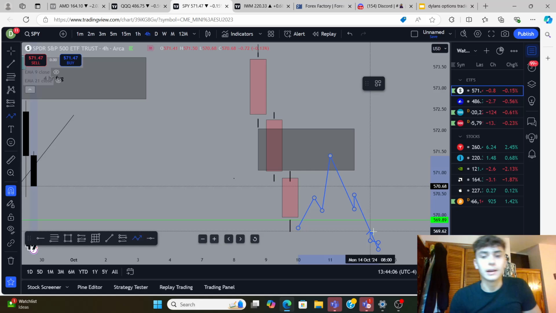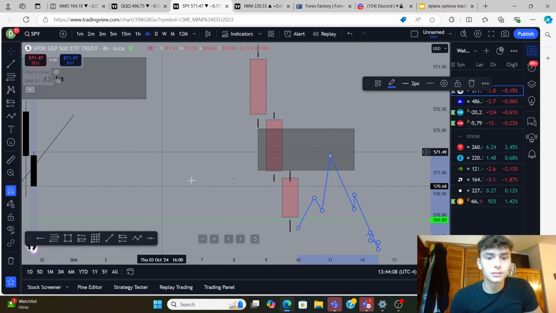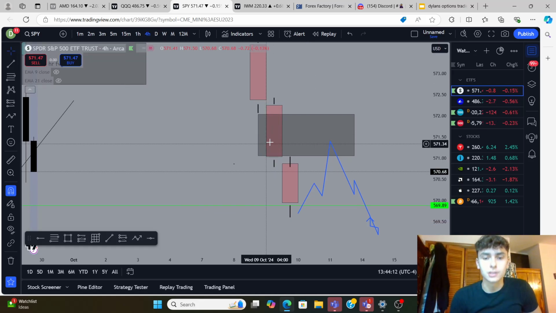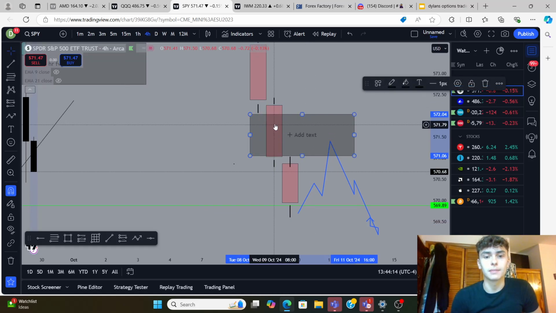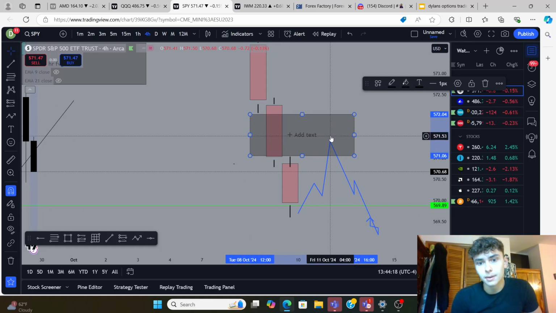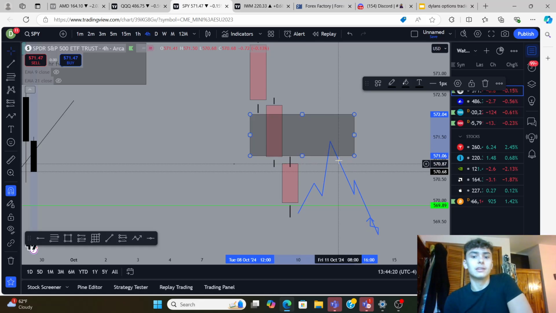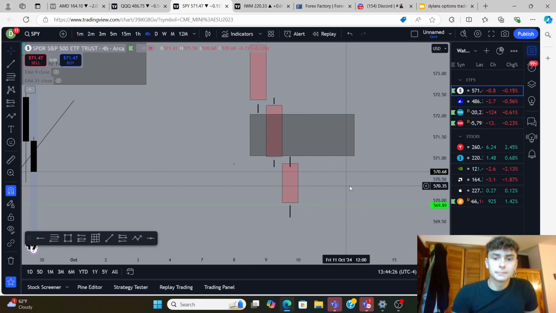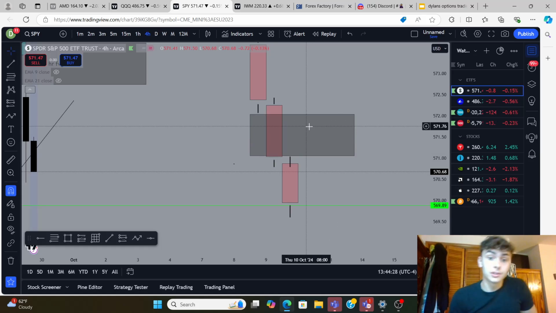This will be an ideal respection. This is respecting a fair value gap. We create the imbalance, we come up, we fill it, and then we would want to enter somewhere around here, after we get that momentum out of the fair value gap. So this is where we could find entries.